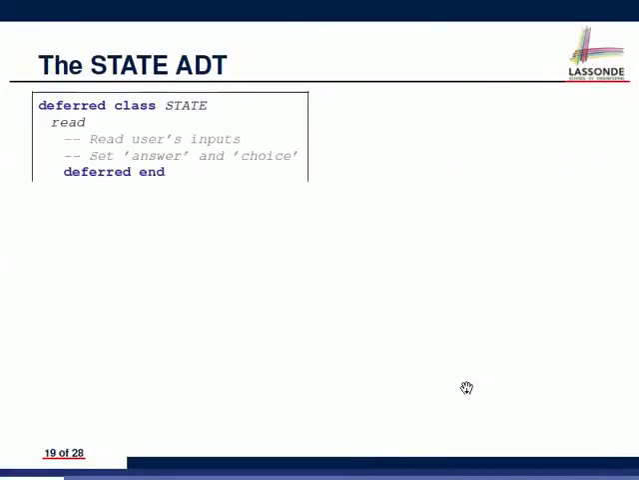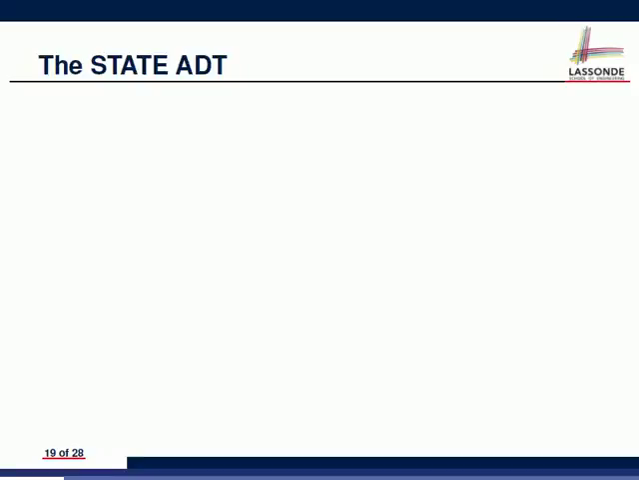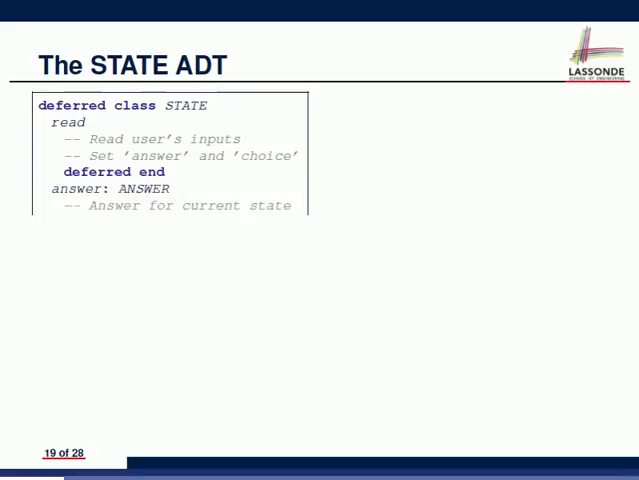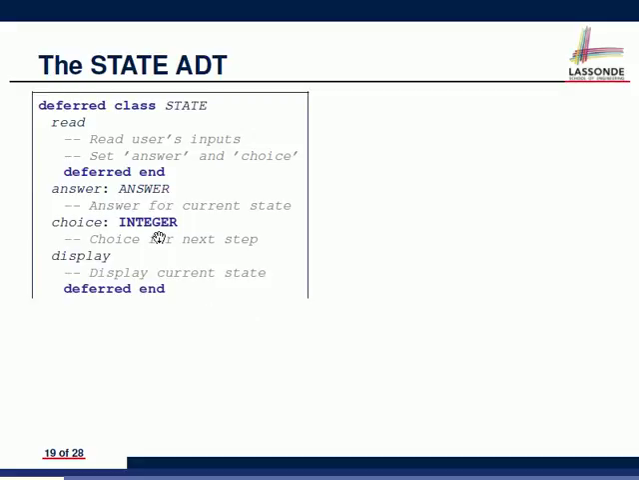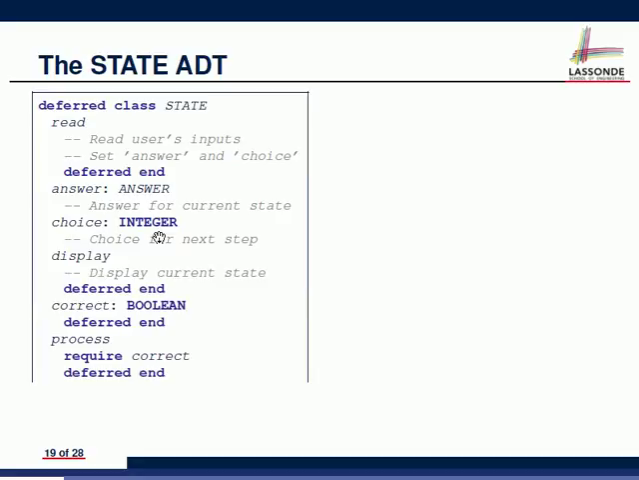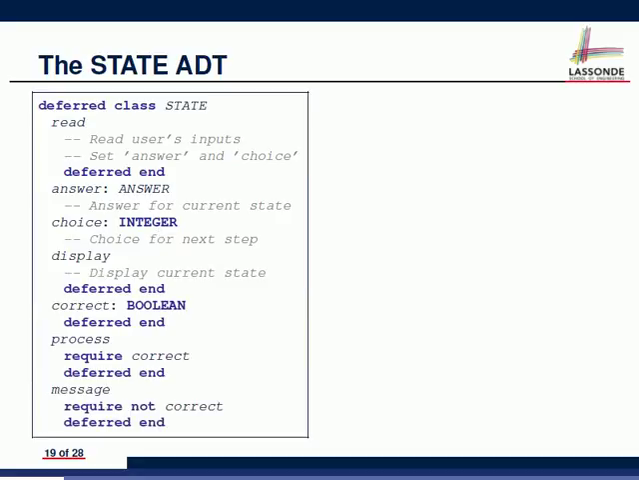Let's now go over some code for the state ADT, and we'll see how the template pattern has been applied. Now let's say we have a deferred class states. That means at least one of the features is deferred. At least one of the features has no code. That means we cannot treat states as a dynamic type at runtime. So we got read, answer, choice and answer. They are just attributes, right? And then we got display, correct, process, and message. They are simply deferred. At this level, no implementation whatsoever.